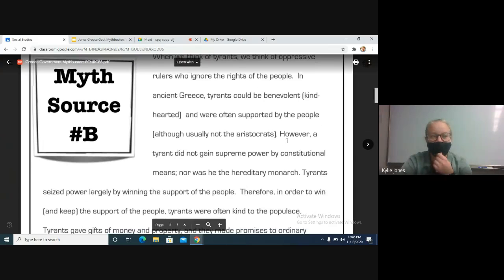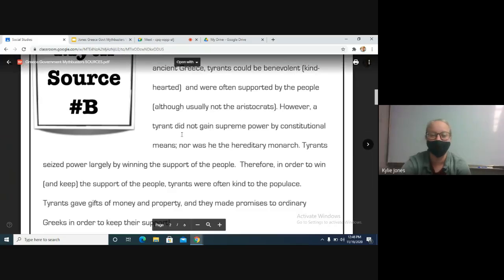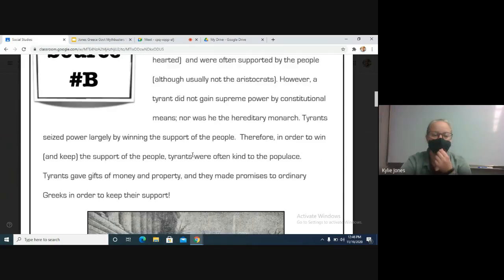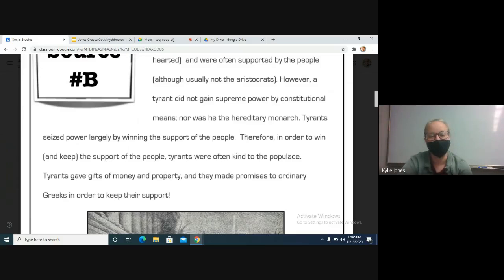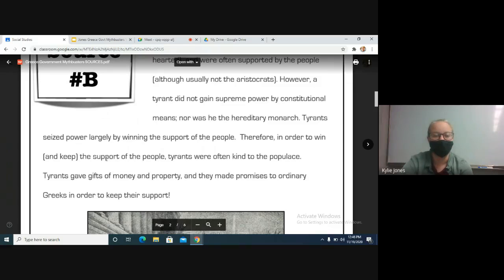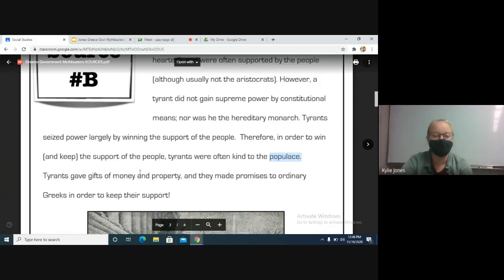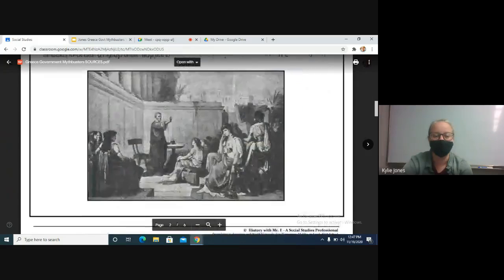Okay. Then it says, however, a tyrant did not gain supreme power by constitutional means, nor was he the hereditary monarch. Tyrants often seized power by winning the support of the people. Therefore, in order to win and keep the support of the people, tyrants were often kind to the populace. Populace means the people that live in the city. Tyrants gave gifts of money and property, and they made promises to ordinary Greeks to keep their support.